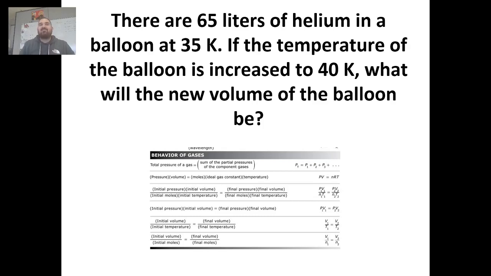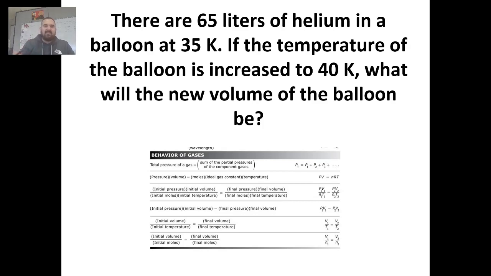All right, so there are 65 liters of helium in a balloon at 35 degrees Kelvin. If the temperature of the balloon was increased to 40 degrees Kelvin, what will the new volume of the balloon be? So looking at this, which law do you think we're going to use to solve it?